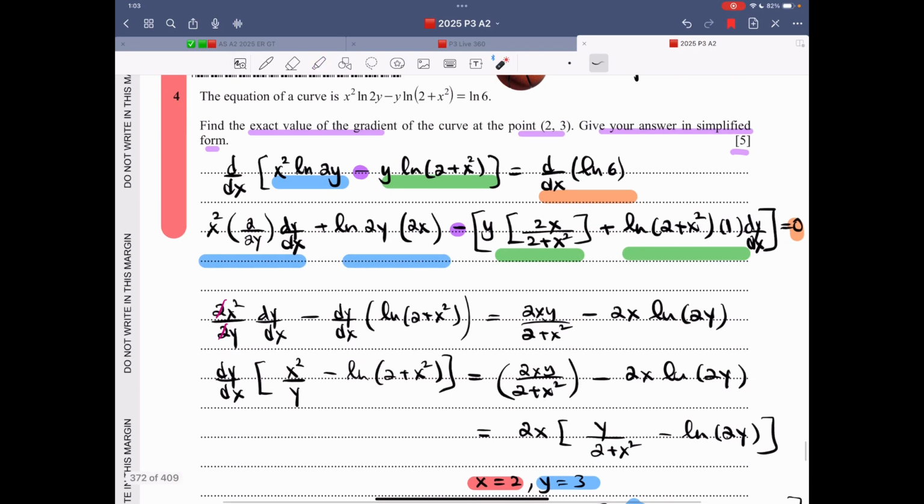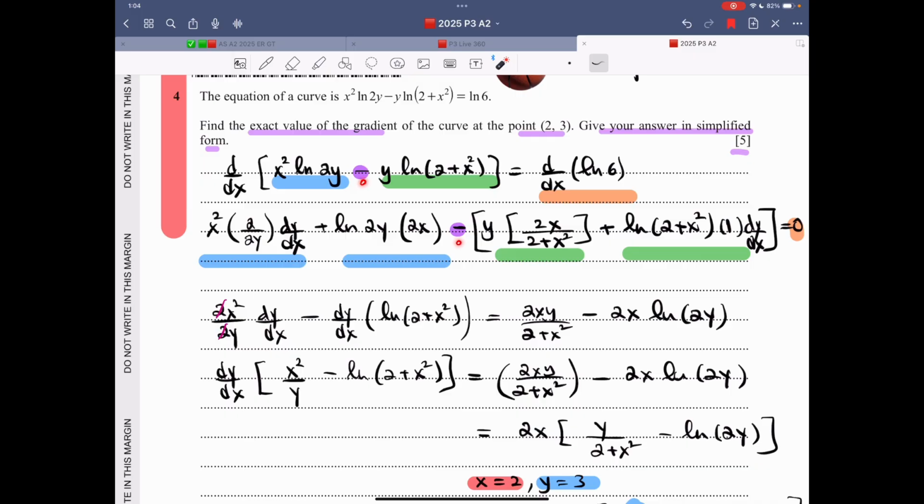First of all, focus on this. x squared is multiplying with ln 2y. And then with a negative sign, y is multiplying with ln of (2 plus x squared). ln 6 is a constant. So differentiate both sides with respect to x. x squared into the derivative of ln 2y, that is 2 over 2y, dy by dx. Because it's in terms of y, we write dy by dx. Negative sign as it is. One more thing, this is u, this is v prime. Don't forget v in u prime. So now this is v as it is, and u prime is 2x.